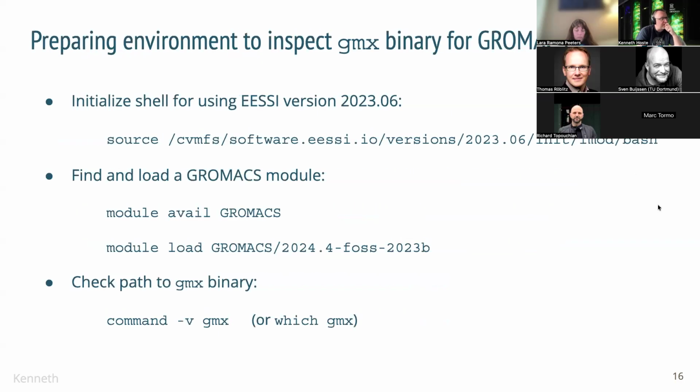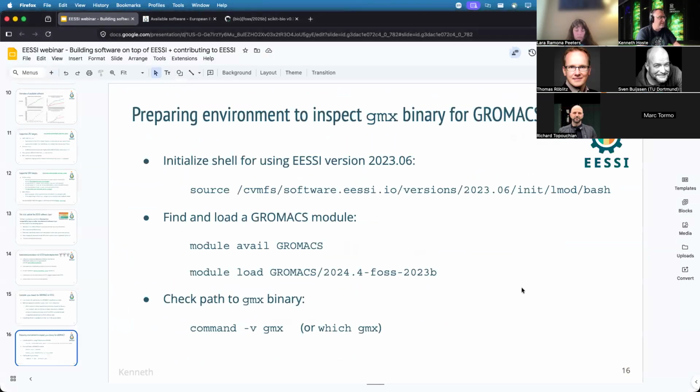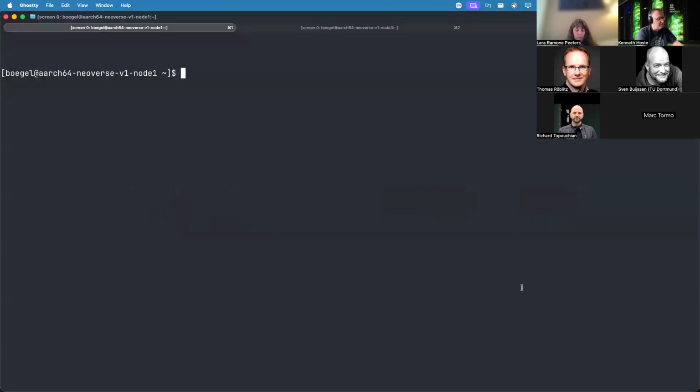So what I will do to start off with is just initialize my session to use Easy. I'll just do the standard source command to set up the environment so Easy is available. I can then load a GROMACS module and check that we have the GMX command indeed available. So let me start off by doing that. This is actually an ARM Linux virtual machine in Amazon, but the same type of procedure will work fine on any Linux system where Easy is available.